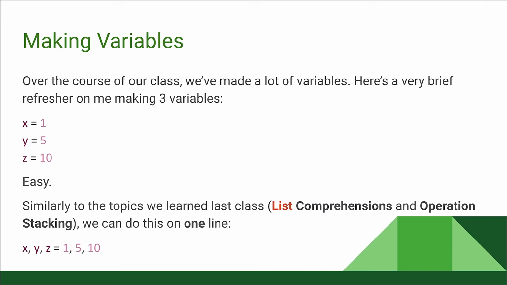Similarly to what we learned last class with list comprehensions and operation stacking, we're going to compress these 3 lines of code into 1 line of code. We can do that by saying x, y, z equals 1, 5, 10. We're going to assign these 3 values to these 3 variables in the order that they're written. So 1 is going to go to x, 5 is going to go to y, 10 is going to go to z, because that's the order each of those 2 sides of the equal sign is written in.